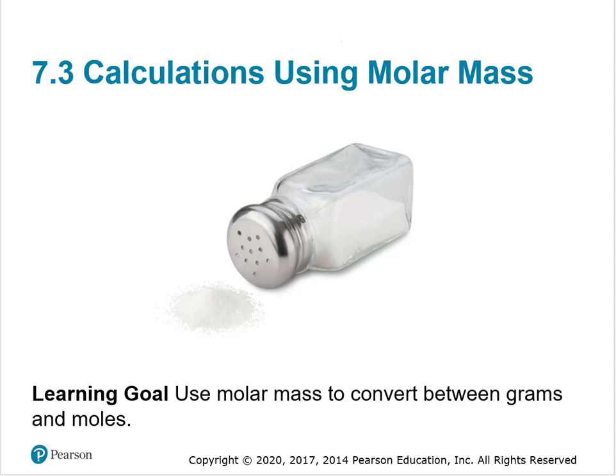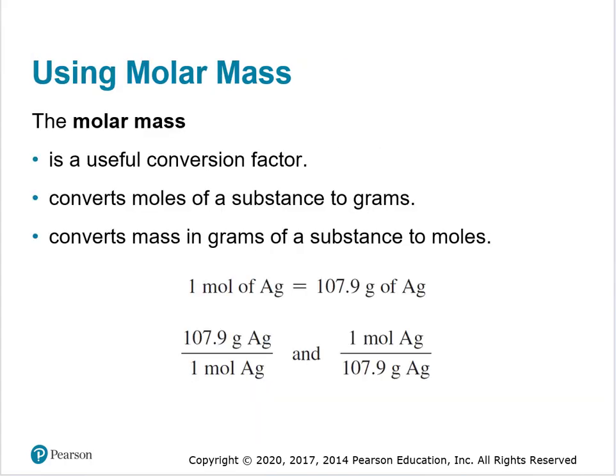Section 3 is going to allow us to use molar mass to convert between grams and moles. Hopefully you feel confident about converting between moles and atoms or particles or ions, whatever, using Avogadro's number. Now you'll be able to convert between moles and grams. The molar mass is a useful conversion factor. It helps us to convert moles of a substance to grams or grams to moles.